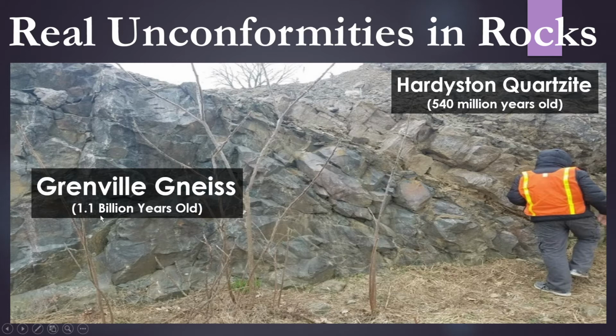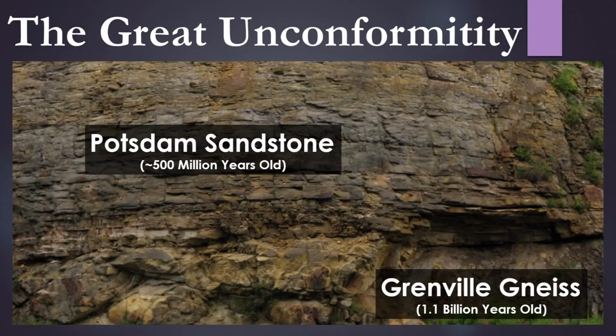So here we have the Grenville Gneiss. It's 1 billion years old. And over here we have what's called the Hardyston Quartzite. These are just the names of these particular rock units. And then you can see the difference in age. There's a huge difference, and they're right next to each other. Well, how can that be? Well, there has to be an unconformity. This is 540 million years old, and this is 1 billion years old. Well, where's all the time in between? Well, it's gone. It's been erased. It's been eroded away. So this is a good example of unconformity.